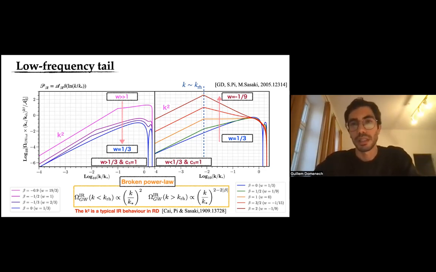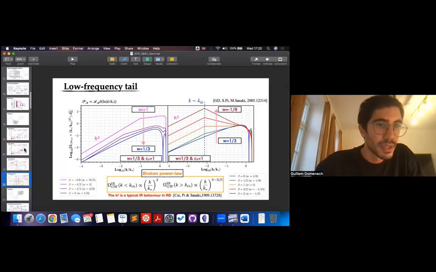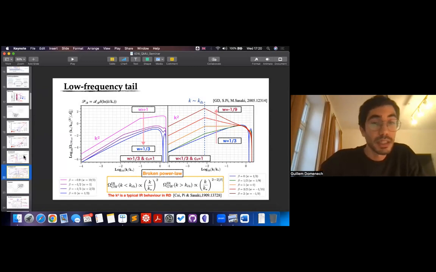So by looking at the shape of the spectrum, you can tell whether these primordial black holes were generated during a radiation-dominated universe or something different. Initially I had more things about this, but for some reason I removed it. This is something I want to explore.